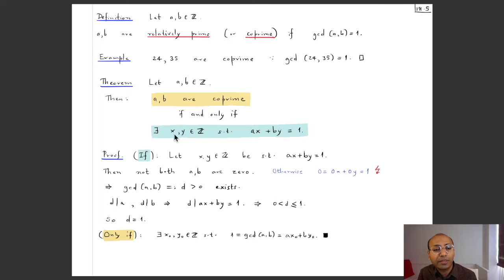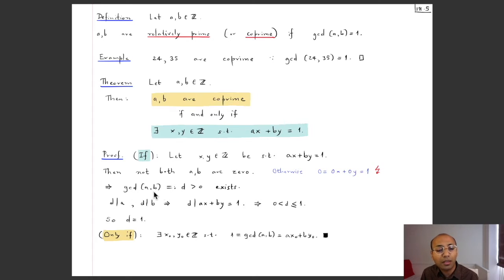There are two implications here. If this happens, we want to show that a and b are coprime. So we know that there exist integers x and y such that ax plus by is equal to 1. And now we want to show that a and b are coprime. In other words, their greatest common divisor is equal to 1. First of all, let's note that in this equation, you cannot have both a and b equal to 0, because then this left hand side will be 0 while the right hand side is equal to 1. So we know that not both of these integers are equal to 0, but then we know that the greatest common divisor of these two has to exist.